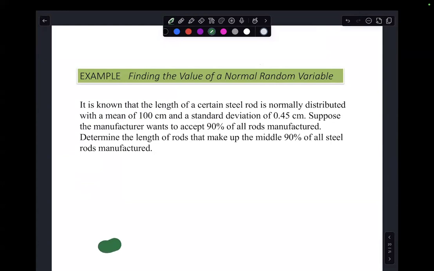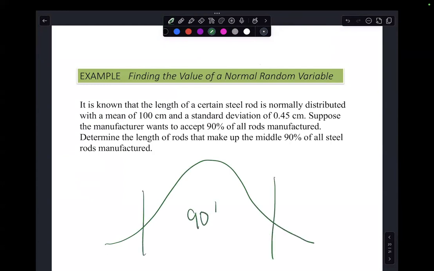I'm going to draw this. Oh, that is a very fat pen. We don't want that pen. Okay. So I'm going to draw this. There's my curve. So middle 90%, there is 5% up here, and there's 5% down here. So you are going to use 0.95 and 0.05 for your inverse norm.